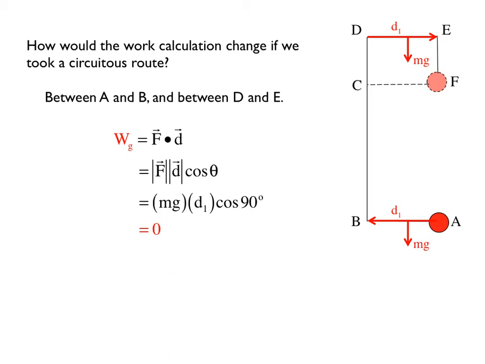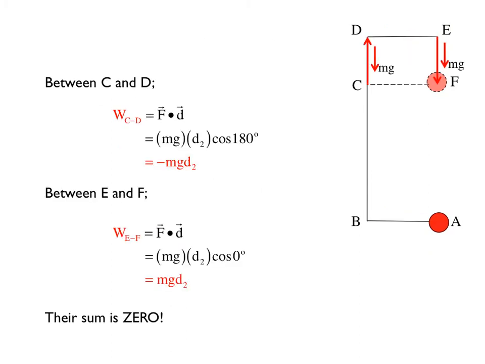To start the process, let's see how much work gravity does or would have done if we had gone from A to B. So the amount of force in the dot product would have still been mg, the displacement would have been d1 as I've defined it here, and the angle between the line of D and the line of mg would be 90 degrees. Cosine of 90 degrees is 0, which means apparently gravity would do no work as the body went from here to here. Same thing going from D to E up here, no work being done by gravity.